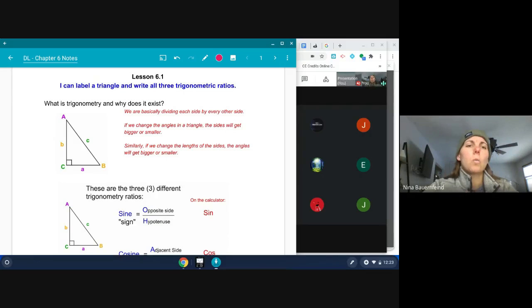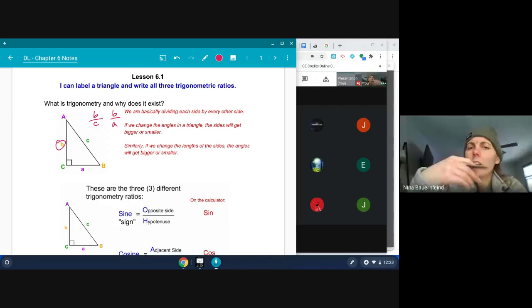Okay. So what is trigonometry and why does it exist? We are basically dividing each side by every other side. So we're going to take B and we're going to divide it by C. Then we're going to take B and divide it by A. Just different fractions like that. That's what this is about. If we change the angles in a triangle, the sides will get bigger or smaller.